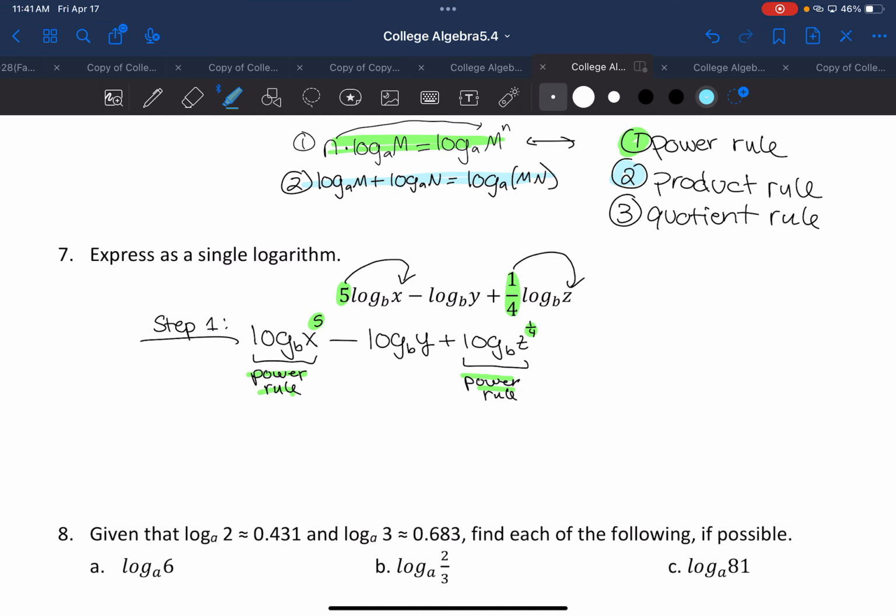Yep. You have a question? Oh. So this whole term is positive because of the plus sign in front of it. And this whole term is positive because there's no sign in front of it, so it's positive. So those are the two I'm going to combine together using the product rule.